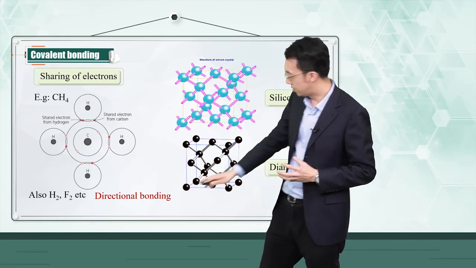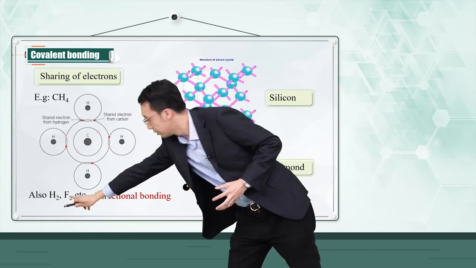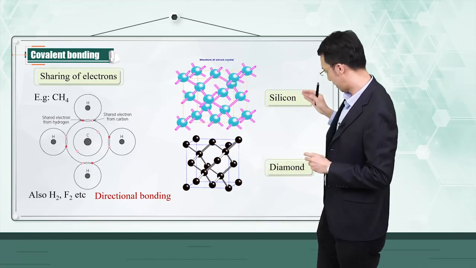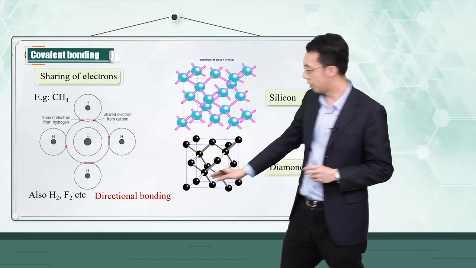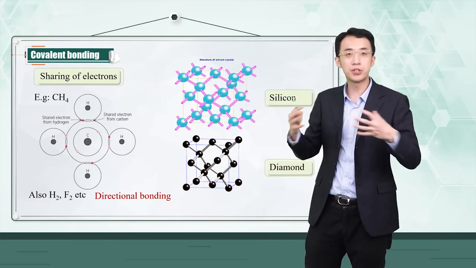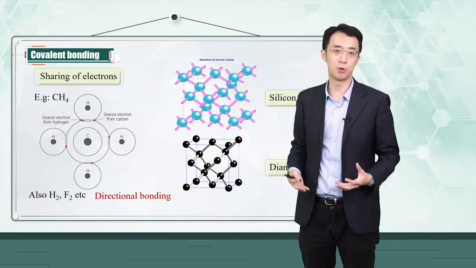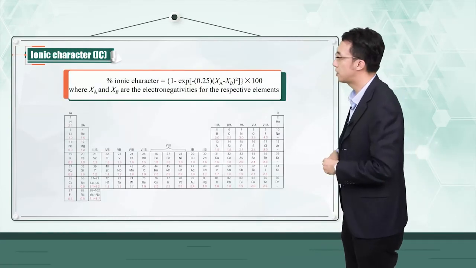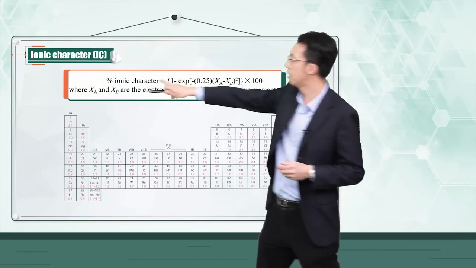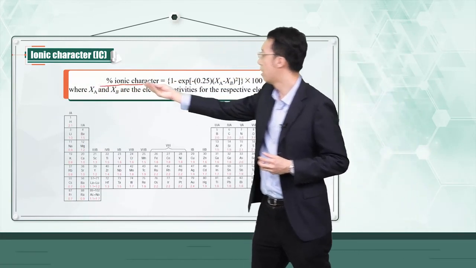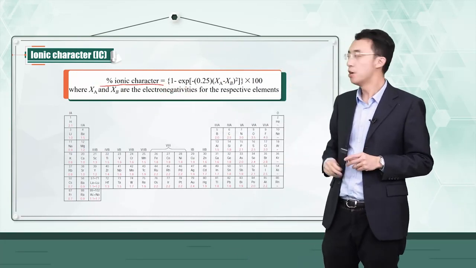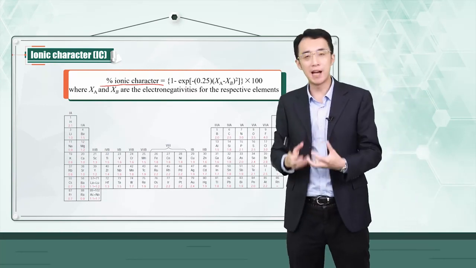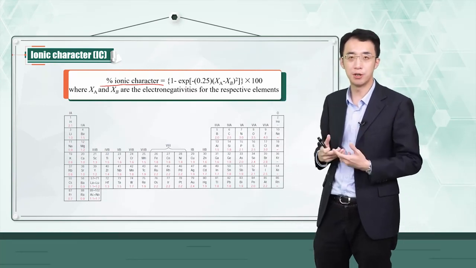non-metal elements. And in these elemental materials, for example, hydrogen, fluoride, or silicon, or diamond. And it is a so-called directional bonding because the share of the electron is only partial, right? So it's not a complete transfer like ionic bonds. And as a matter of fact, you can even calculate the so-called ionic character of your covalent bond, where it quantifies how much fraction of your electrons are shared in the covalent bond.